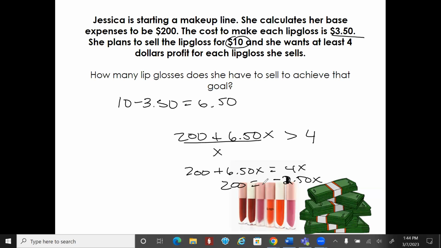Right? Why do we do that? Because we have to solve. So this would be x equals 80. So he would have to sell 80 in order to make a $4 profit. So let's make sure that that makes sense.